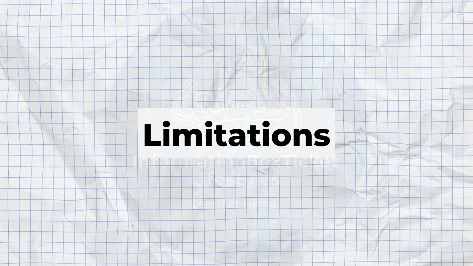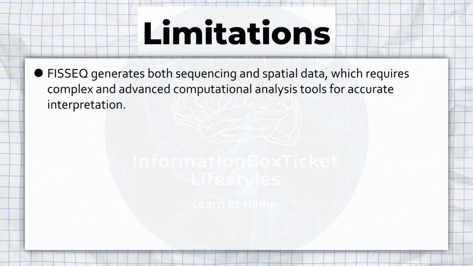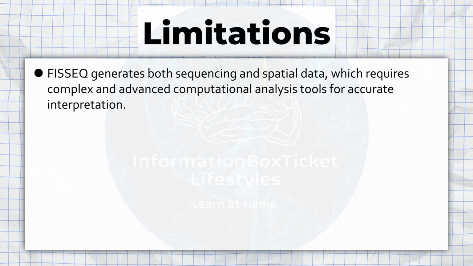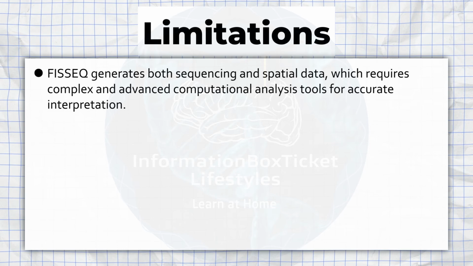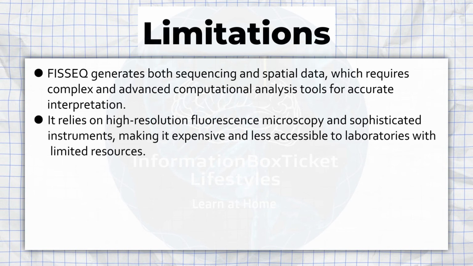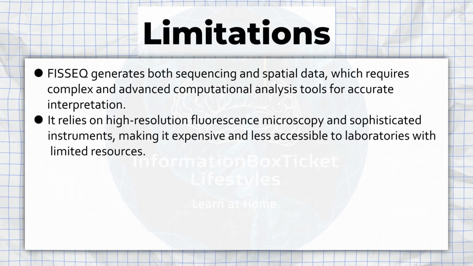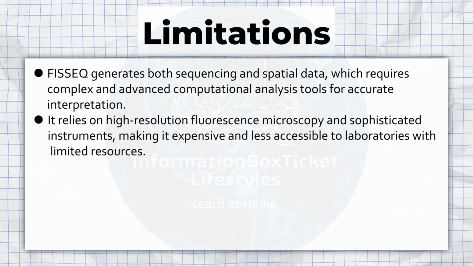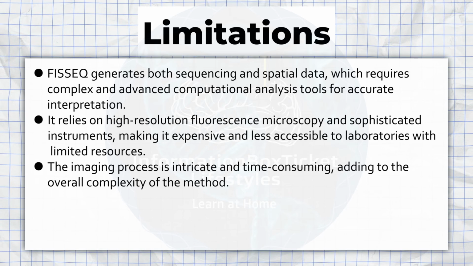Limitations of fluorescent in situ sequencing. Fluorescent in situ sequencing generates both sequencing and spatial data, which requires complex and advanced computational analysis tools for accurate interpretation. It relies on high-resolution fluorescence microscopy and sophisticated instruments, making it expensive and less accessible to laboratories with limited resources. The imaging process is intricate and time-consuming, adding to the overall complexity of the method.